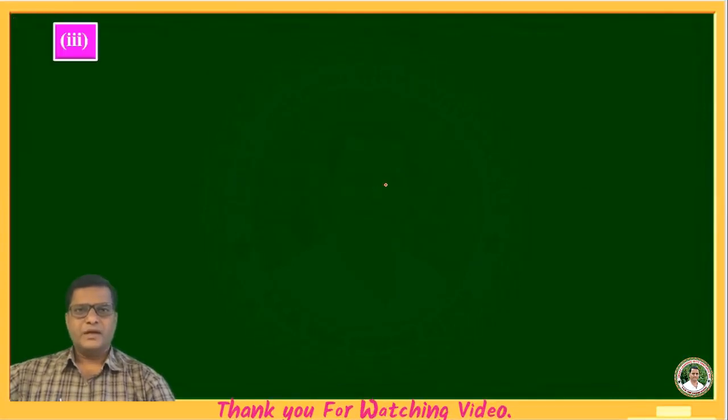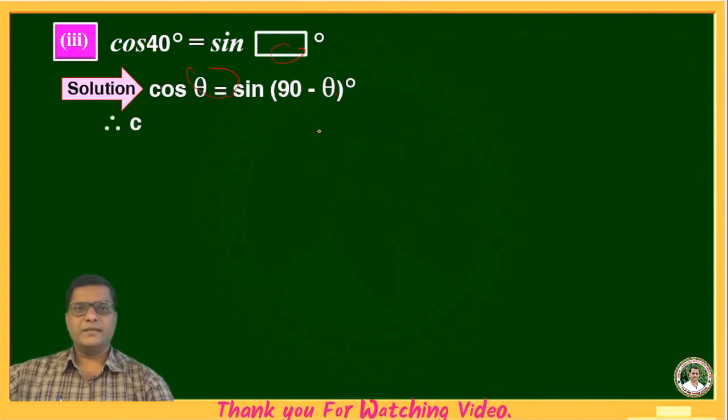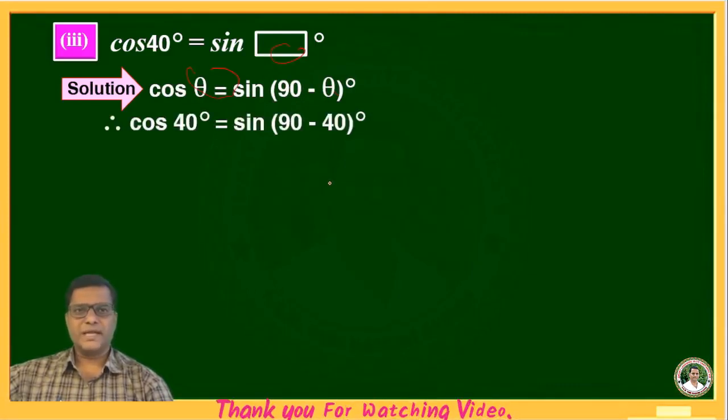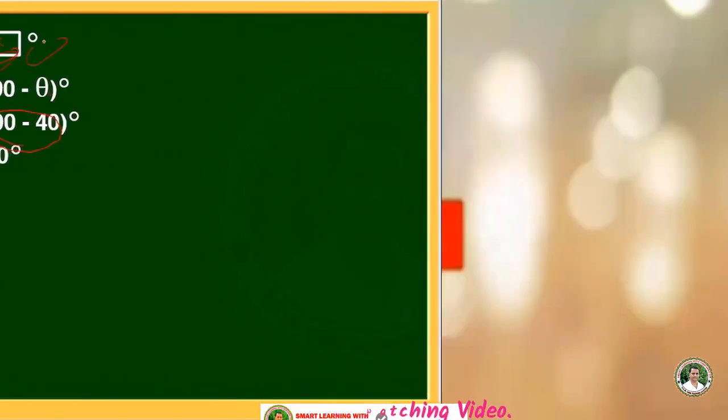The third sub question is, cos 40 degree is equal to sin blank degree. Again here use cos theta is equal to sin 90 minus theta. Then we will get the sin blank degree. The value of theta is given, that is 40 degree. Therefore cos 40 is equal to sin 90 minus 40 degree. 90 minus 40 is 50 degree. Therefore cos 40 degree is equal to sin 50 degree. Therefore the answer here will be 50 degree.